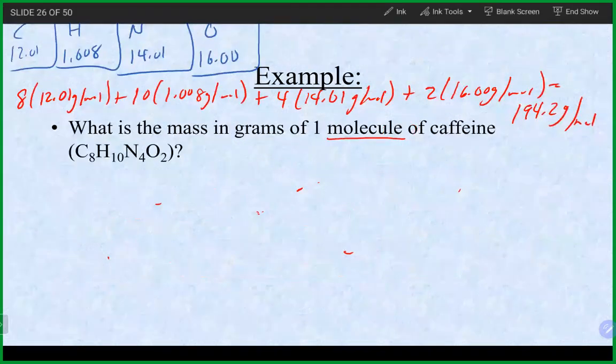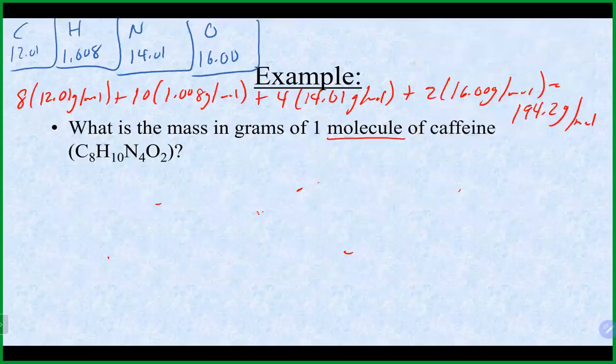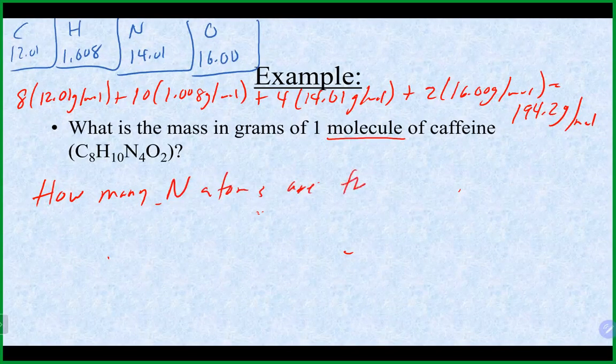All right, so let's say how many nitrogen atoms are there in 136 grams of nicotine, or not nicotine, caffeine? All right, give it a go, see what you come up with.